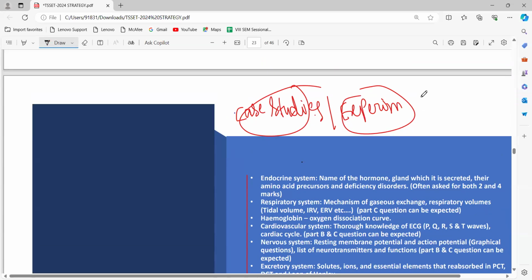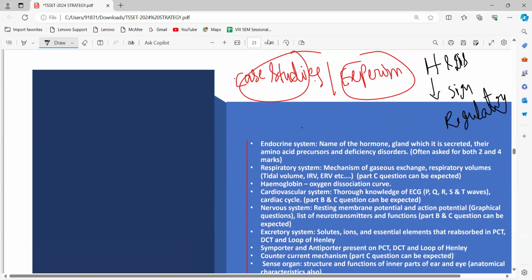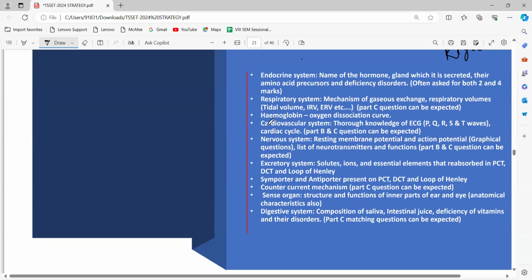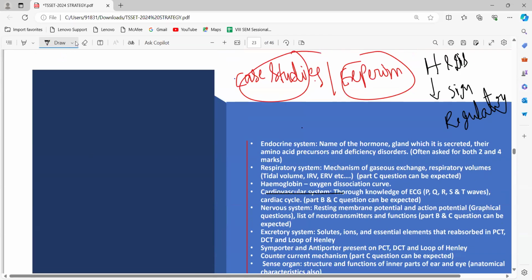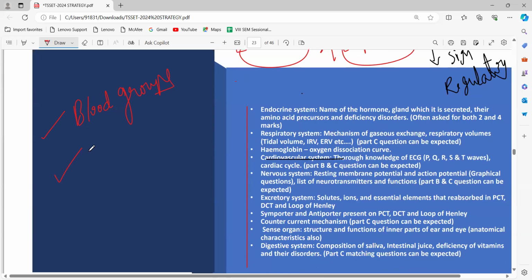An example, in the endocrine system: the questions related to the hormones, diseases related to the hormones, signaling of the hormone, and most important, regulatory pathways of the hormones. Suppose, for example, if you look into the cardiovascular system, you get the major questions from the blood groups. While I am explaining the lesson, I'll explain point to point. Blood groups, and you will get questions from blood clotting.